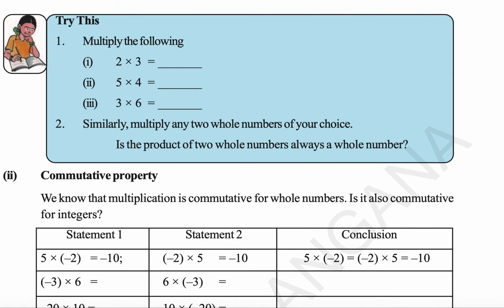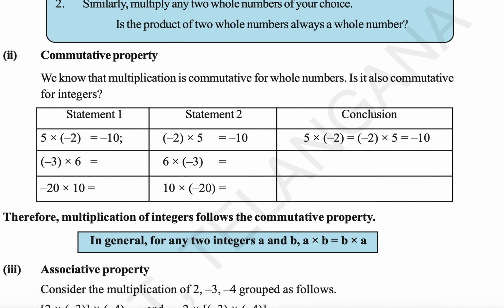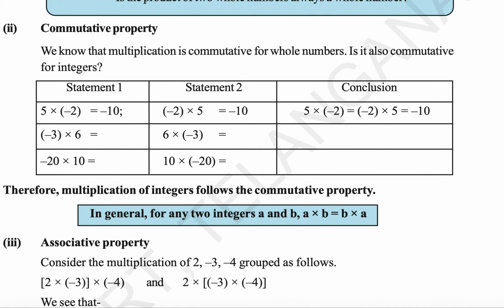2 into 3, 5 into 4, 3 into 6, that is 6, 20, 18. Similarly, multiply any two whole numbers of your choice. Is the product of two whole numbers always a whole number? Yes. Commutative property. We know that multiplication is commutative for whole numbers.